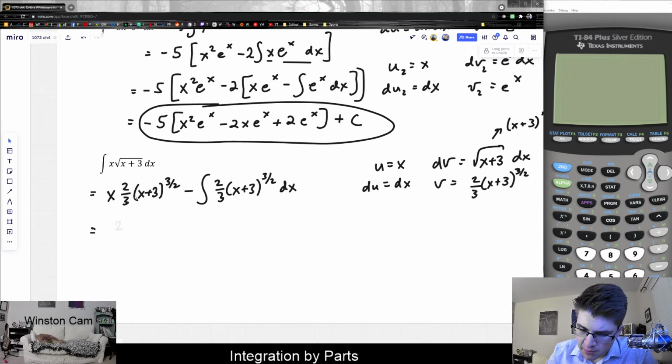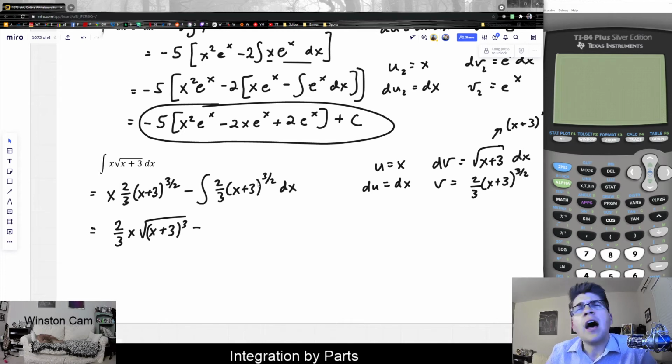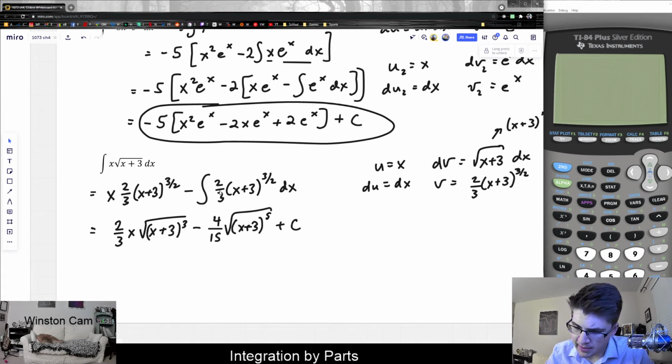So once again, we'd have 2/3 x, and then this, we could write this as the square root of x plus 3 cubed if we wanted, or we could just leave it in the 3/2 power, either way. And then this would be minus 2/3 times the antiderivative of this. And again, we could use the power rule. So this would turn into 5/2, and we would have to drop the reciprocal 2/5. And then 2/5 times 2/3 should be 4/15. So we'd end up with 4/15 x plus 3 to the 5/2 power, which again, we could write as the square root of x plus 3 to the 5th power if we preferred, plus c. And this would leave us with our final antiderivative.